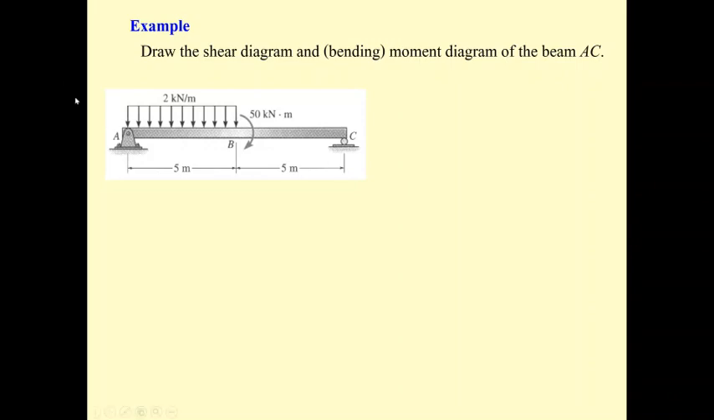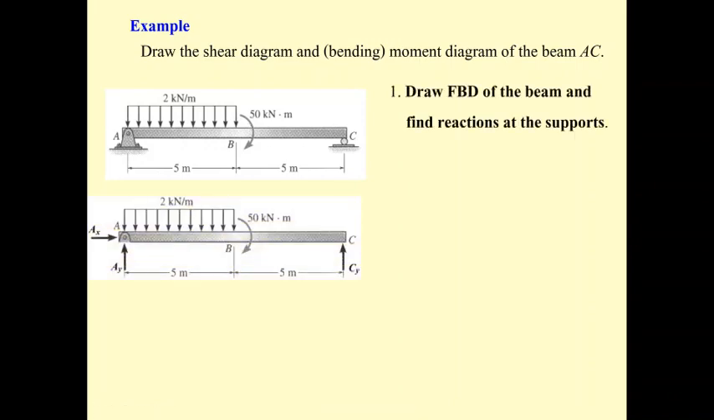For this beam, A is the pin, C is the roller. The beam is subjected to a uniformly distributed load between A and B and also a moment at B. And then we draw the free body diagram after we set up the x and the y, x is horizontal and y is vertical. We get A sub x and A sub y at A, and for the roller at C, we got C sub y. And then we take summation of F sub x equal to 0. A sub x is 0.